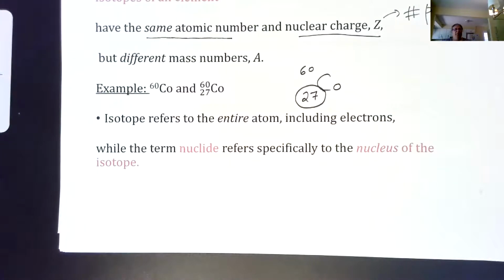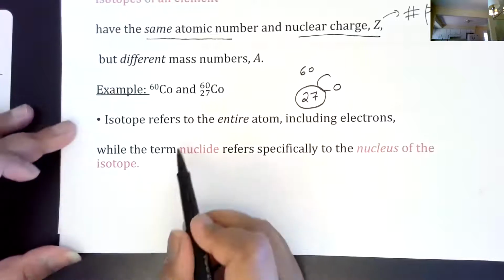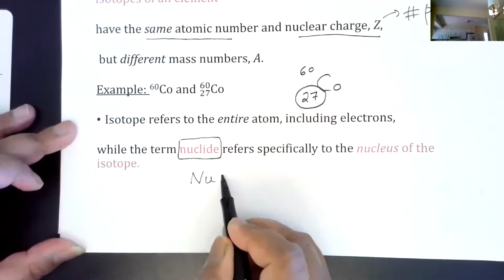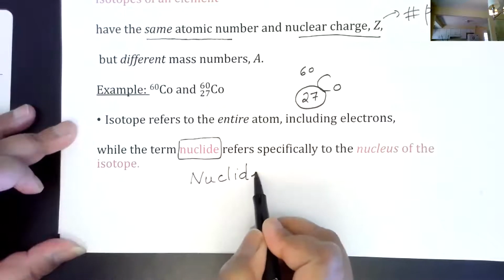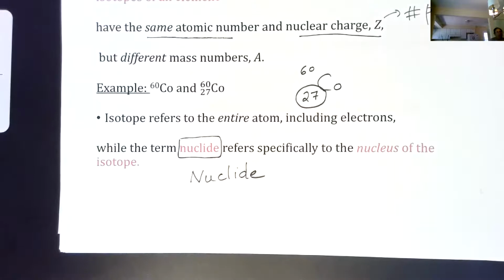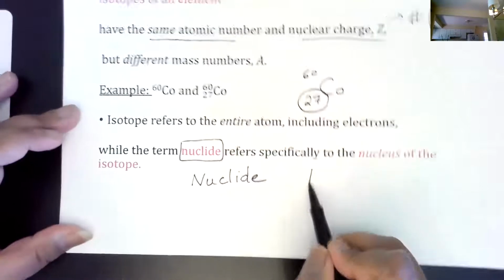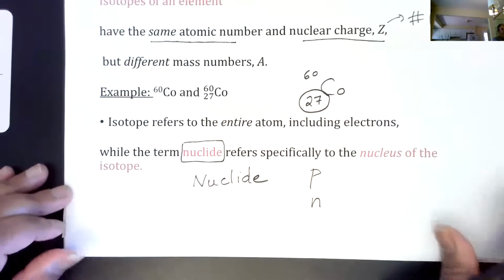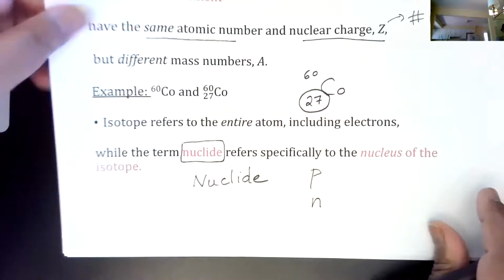So isotope refers to the entire atom, including electrons. But when it comes to radiochemistry, we usually don't talk about isotopes, although we could. We talk about nuclides. We are looking at what's happening in the nucleus. What are the protons doing? What changes are the neutrons undergoing? Okay, so that's a nuclide.